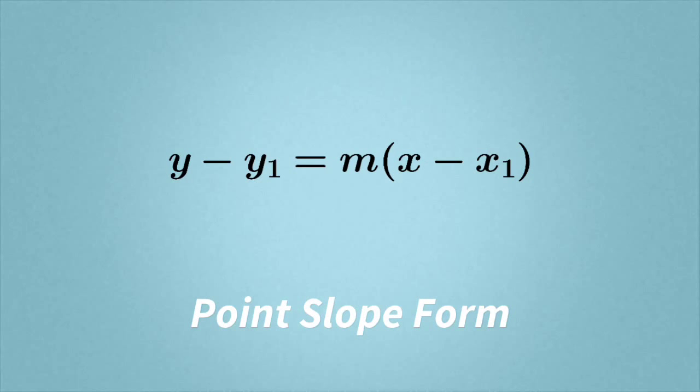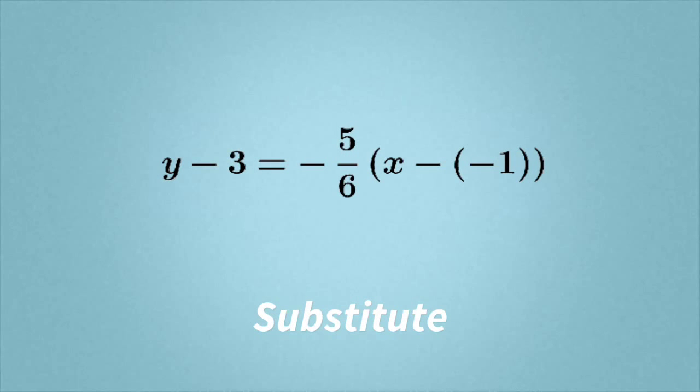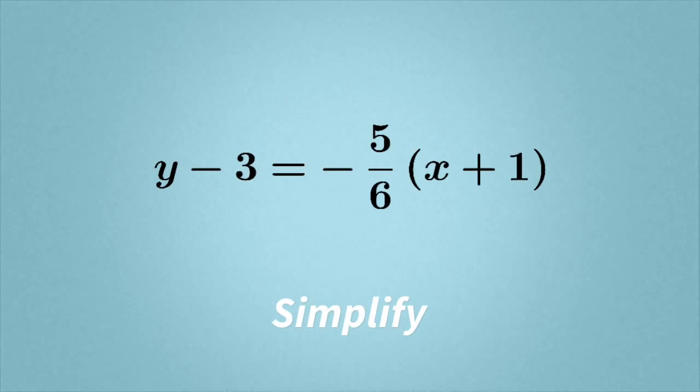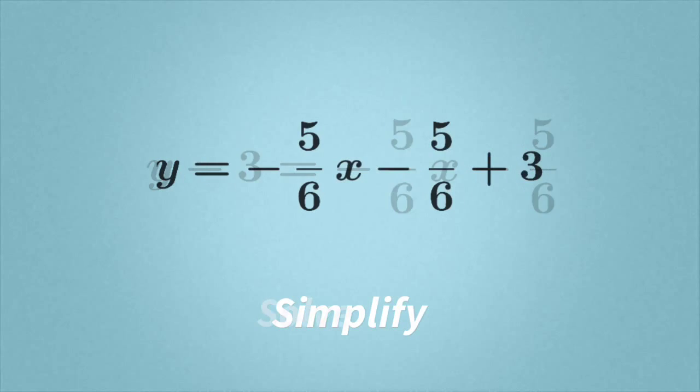We now turn to the point-slope form of the line. We know that the slope is -5/6, and we'll be picking one of the points to fill in the x1 and y1. We substitute our -1 and 3 from our point and the -5/6 as our slope. We then simplify. In this step we have rewritten the -1 as +1. We continue to simplify. In this step we distributed the -5/6.